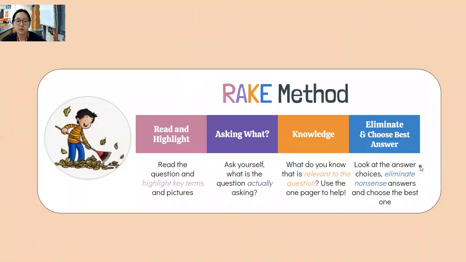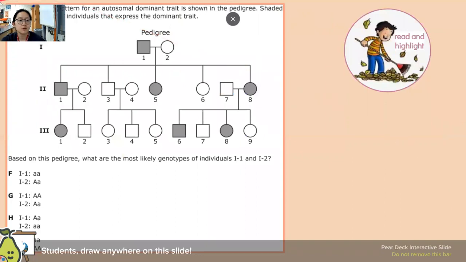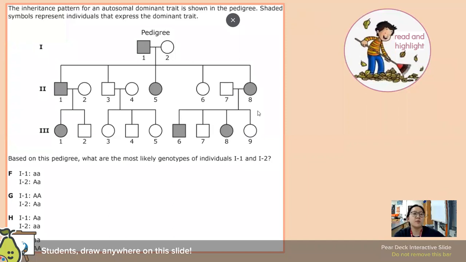So let's go through a practice problem together using the rake method. Here's our question. Let me move it out of the way. The inheritance pattern for an autosomal dominant trait is shown in the pedigree. Shaded symbols represent individuals that express the dominant trait. Okay, so based on this pedigree, what are the most likely genotypes of individual I1 and I2?